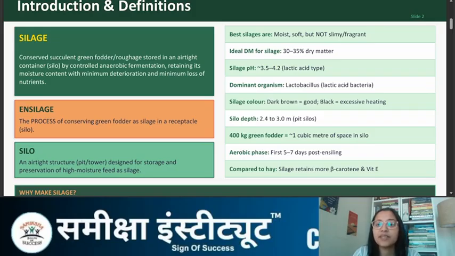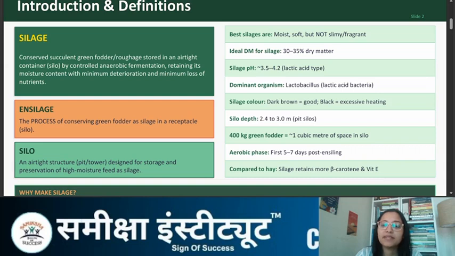Then the silage pH is 3.5 to 4.8, as I mentioned, 4.2. The good quality silage has a pH of 3.5 to 4.2, and the dominant organism should be lactobacillus, lactic acid bacteria. Then silage color changes to dark brown. Dark brown color is because of pheophytin. The black color is because of excessive heating and it should be avoided.